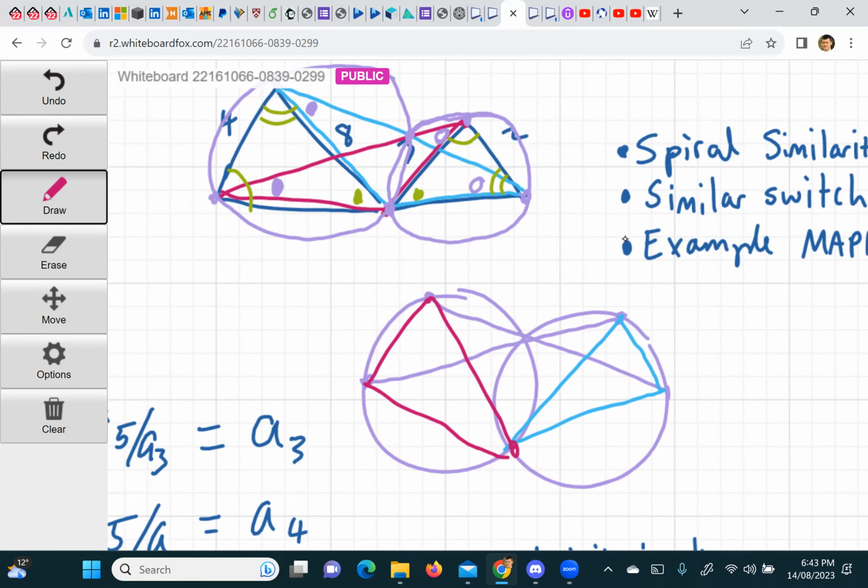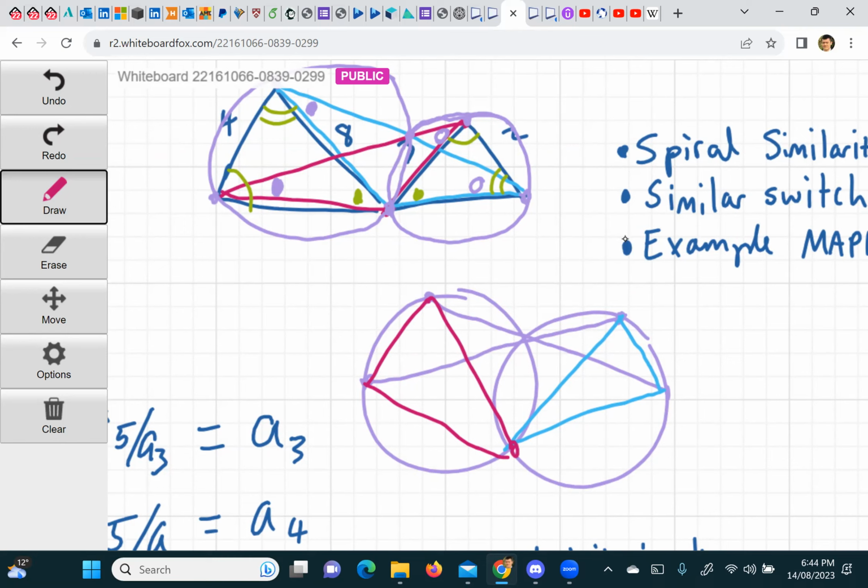Defined by 2 points. What do you mean? Which 2 points? If you choose another 2 points on the circle, you get the whole diagram. Yeah. Okay, good.